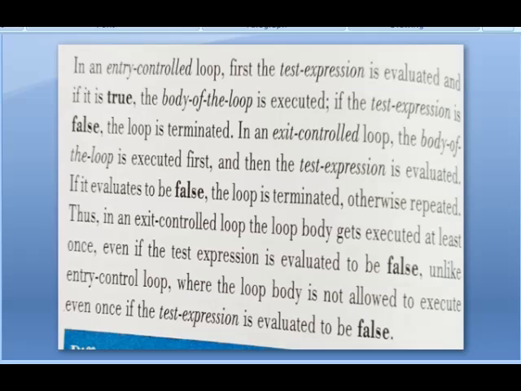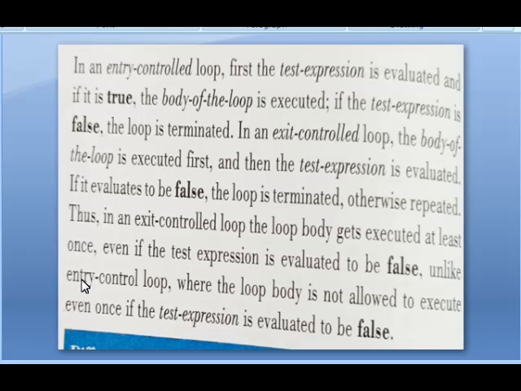Now we are going to see what an entry controlled loop is and what an exit controlled loop is. In an entry controlled loop, first the test condition is evaluated. If it is true, the body of the loop is executed. If the test expression is false, the loop is terminated. In the case of an exit controlled loop, the body of the loop is executed first and then the test condition is evaluated. If it evaluates to false, the loop is terminated, otherwise it is repeated.